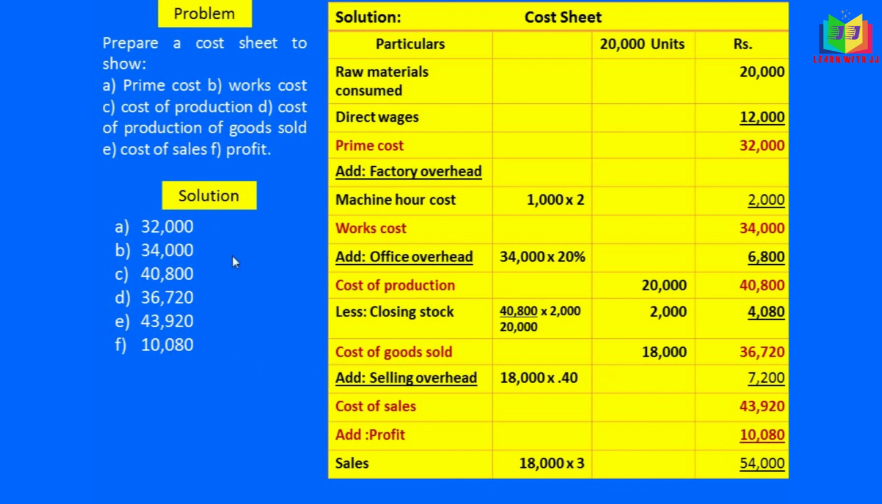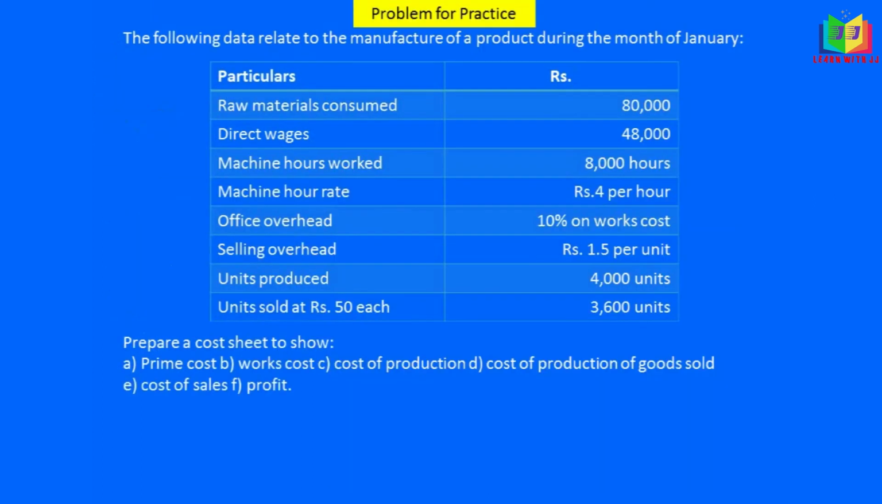I hope now you know how to calculate the value of closing stock. If there is any difference between the number of units produced and the number of units sold, then there should be some closing stock. If we find the closing stock, we can easily find out the value of closing stock. I hope now you are clear with this, and I have given you a small problem for practice.